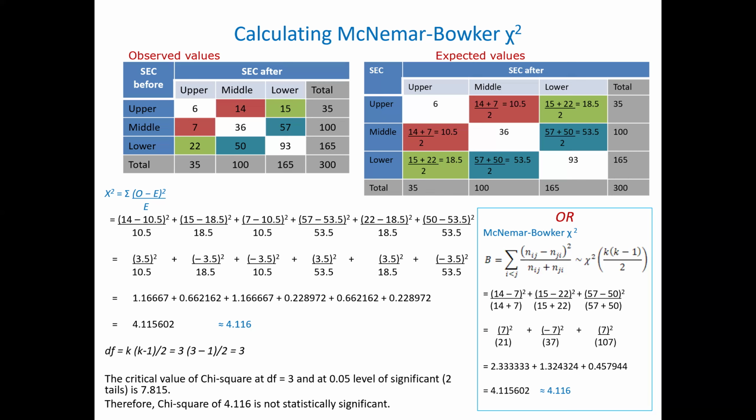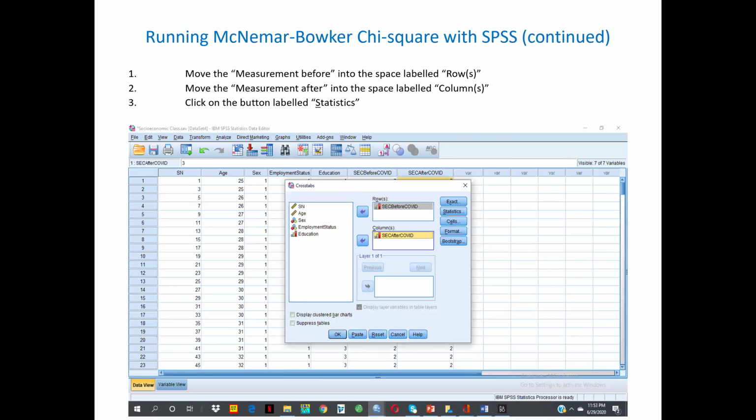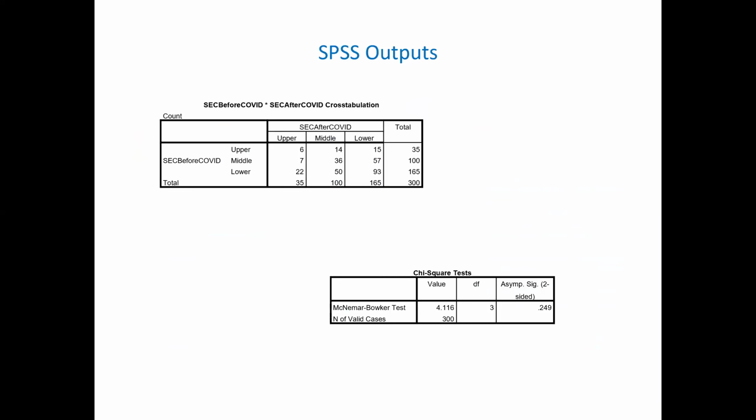Or look at what I put in the slide. Instead of all these degrees of freedom, there are shortcuts, where you say 14 minus 17 squared over 17 plus 14, 15 minus 22 squared over 15 plus 22, 57 minus 50 squared over 57 plus 50. That one will just be the difference squared over the addition. Short, can you see, short? It gives you the same answer. Exactly. So running it is the same thing. In the same place, cross tabulation, you go and it gives you, look at it, for McNemar-Bowker, it will give you the chi-square and also the p-value.